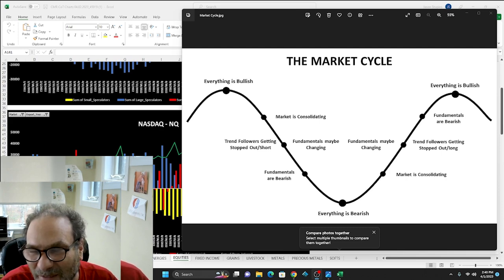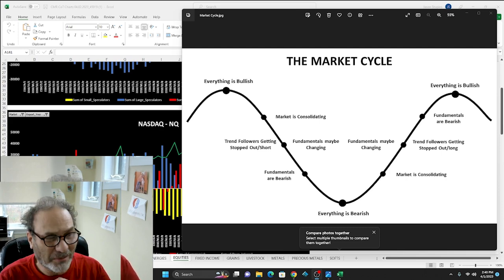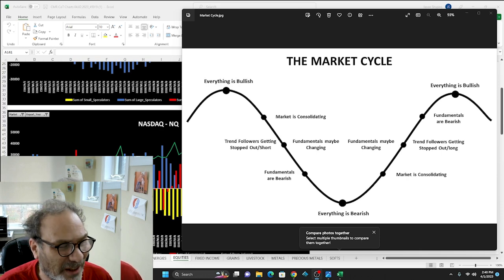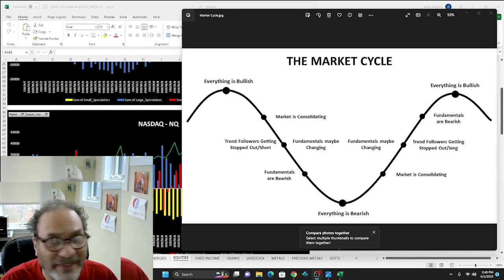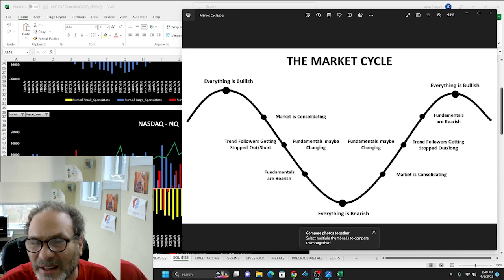And then we have the bottom, which is the exact opposite of the top, obviously. Everything's bearish. The fundamentals are clearly bearish now. The trend is clearly bearish. Fundamental traders are short. Trend followers are short. Everybody's short, and rightly so. And then, lo and behold, we get the exact opposite.